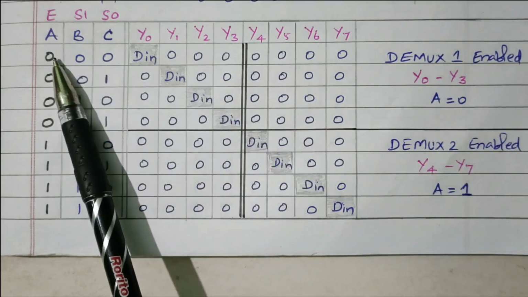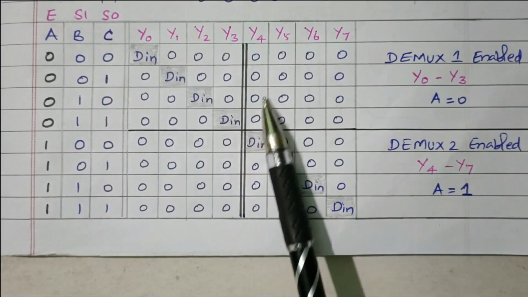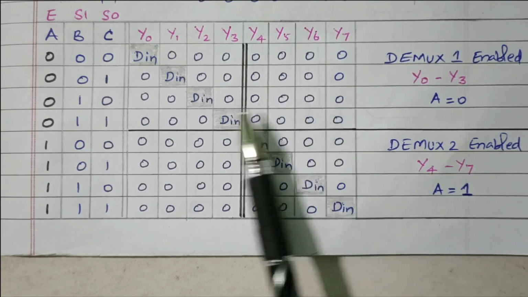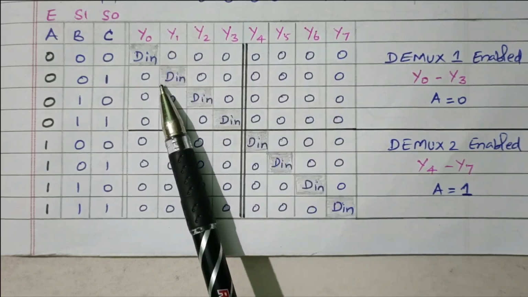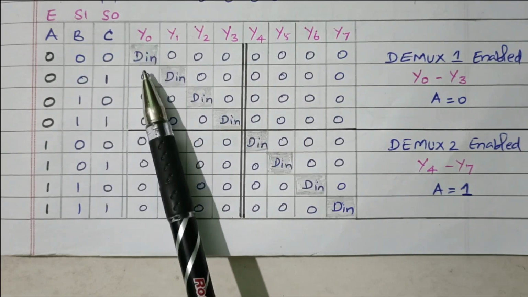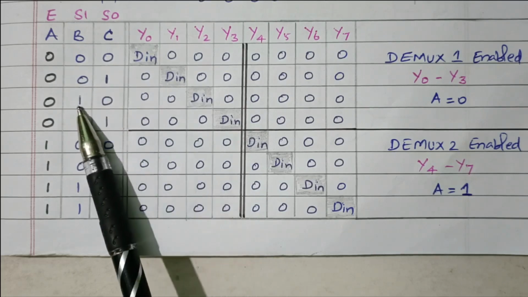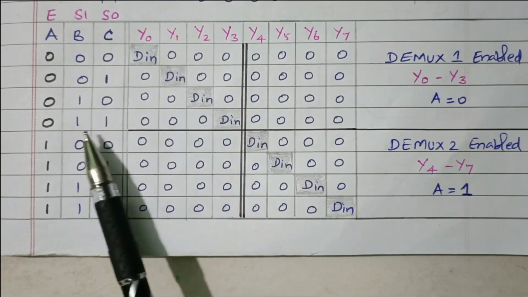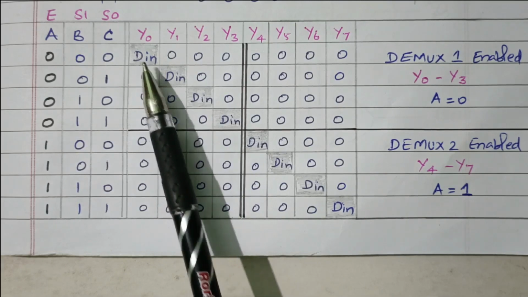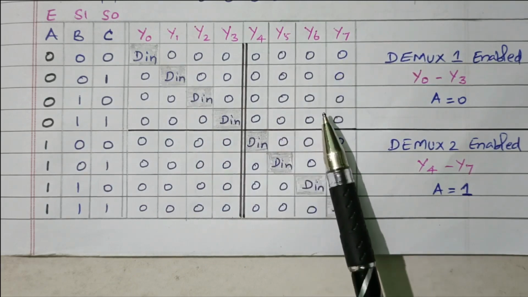Demux 2 is disabled, we will not get any output. See this, when A is 0, Y0 to Y3 will get the output. Y4 to Y7 are all zeros. Demux 2 is disabled, only demux 1 is enabled. In that, if B and C are 0 0, the data is available in Y0. 0 1 means data is available in Y1. 1 0 means data is available in Y2. 1 1 means data is available in Y3, right? So we'll get the data in Y0, Y1, Y2, Y3. The remaining outputs are all zeros, right?